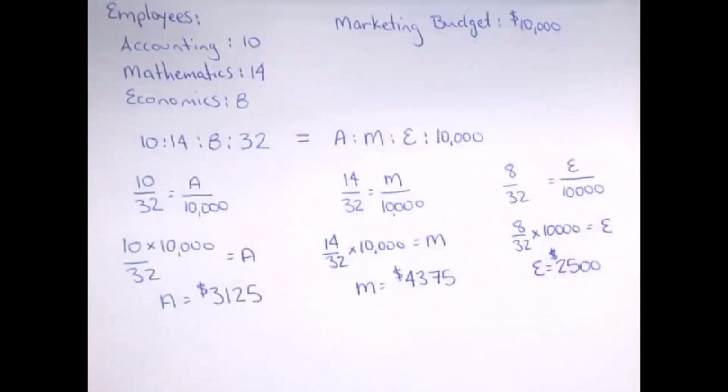And if we add up all of our portions here, 3125 plus 4375 plus 2500, that does indeed equal $10,000. So it looks like we've been able to do this without making any mistakes. All right, so the final answer here is the accountants get 3125, the mathematicians get 4375, and the economists get $2,500.